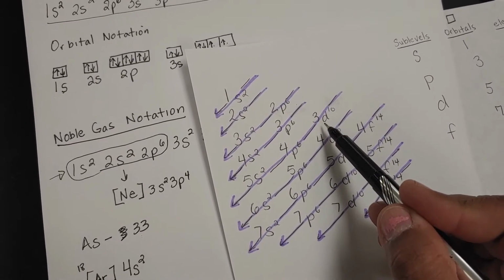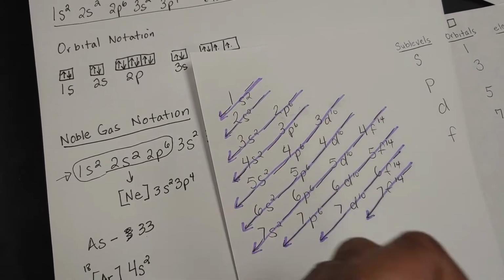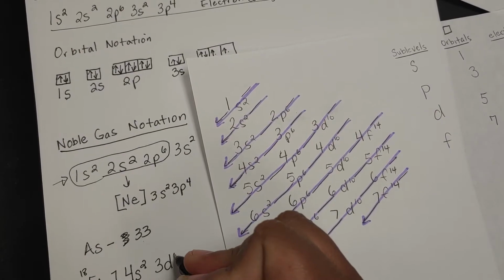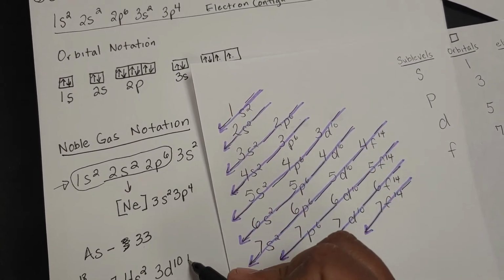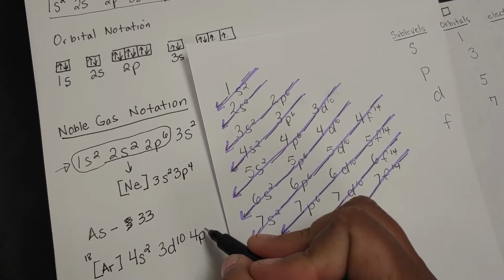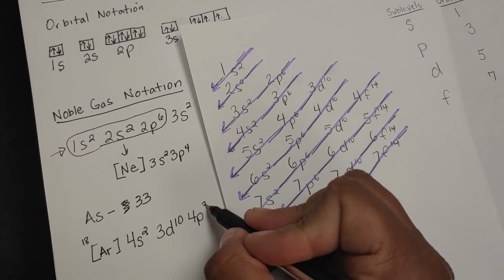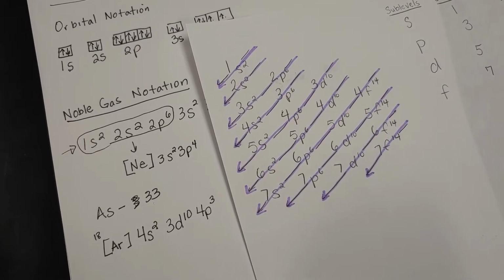So remember, we already have 20. If we do all 10, that would be 30. Okay, so 3d10. We need 3 more. So we go to the next one and it's 4p6. We don't need all 6. So just like I said before, only what you need at the very last one. So it's 4p3. Okay, that is it.